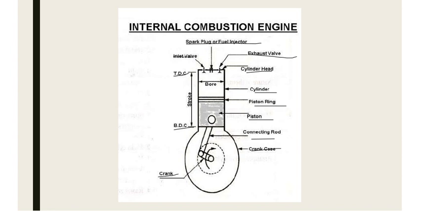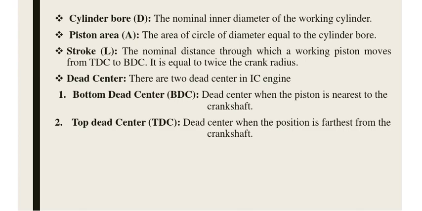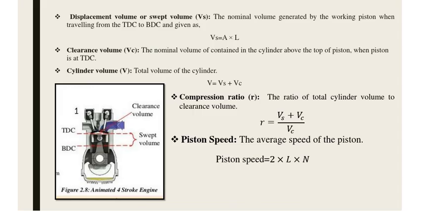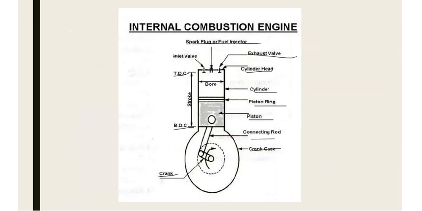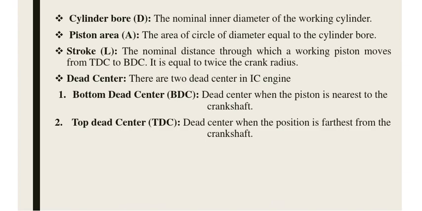Then, what is the basic terminology behind the IC engine, or what are the different terms in the IC engine that we have to know? So, the first is your cylinder bore. It is defined as the nominal inner diameter of the working cylinder. Now, if you look at this figure, this is my cylinder and this is my bore, that is the inner diameter of the cylinder.